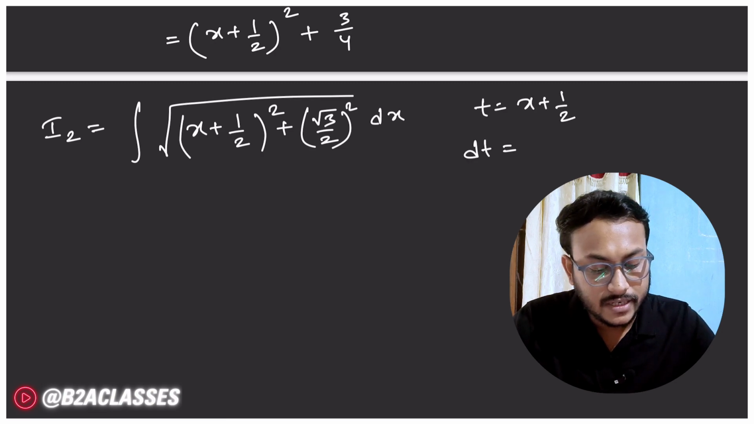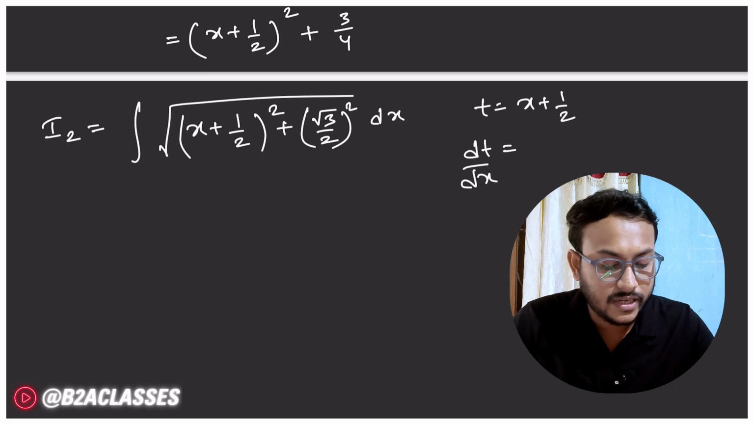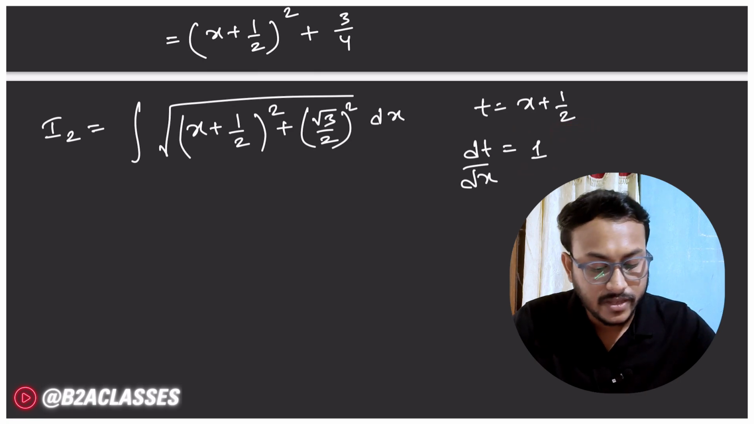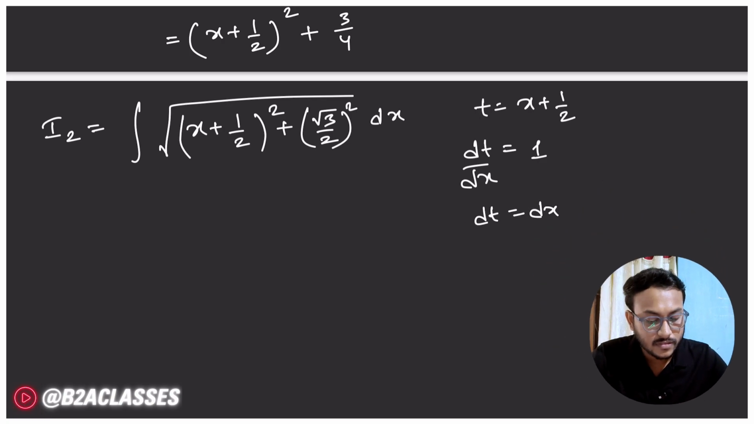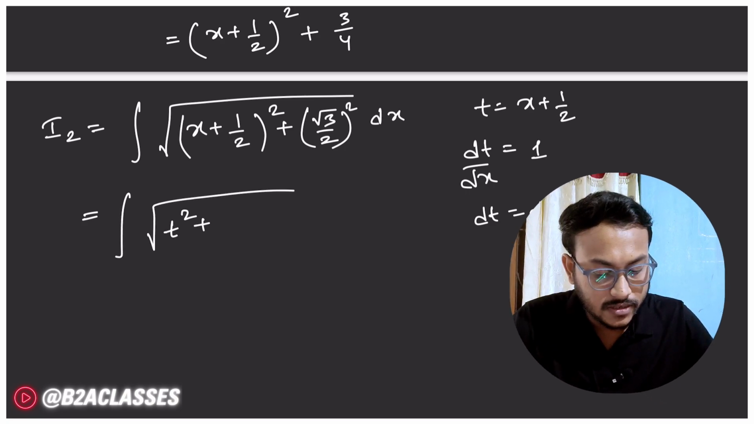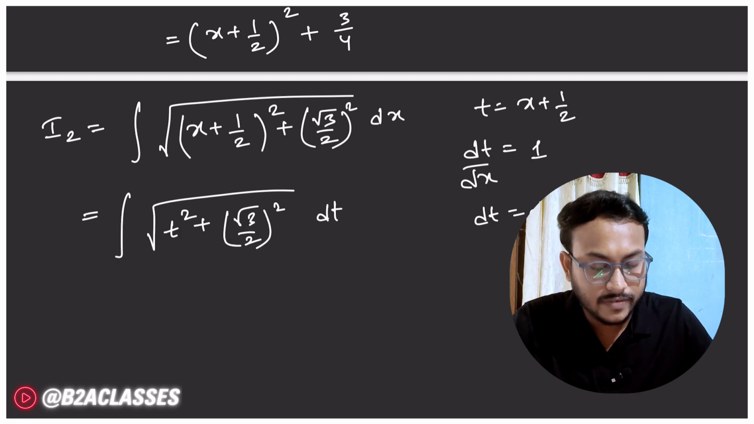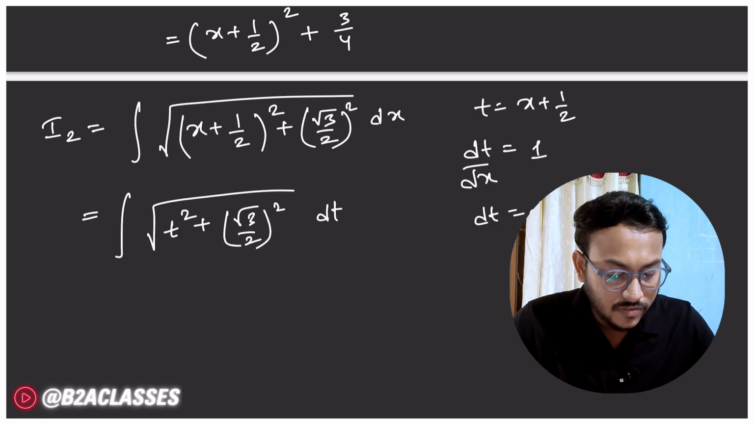And from here I can find dt by dx, meaning derivative of t with respect to x, that will be 1, because the derivative of x is 1, 1/2 is the constant, its derivative will be 0. So 1 plus 0 is 1, that is why dt by dx is 1. From here I can find dt equals dx. Now on substituting everything I will get root over t square plus root 3/2 whole square. I will get this. Now we will apply the formula.